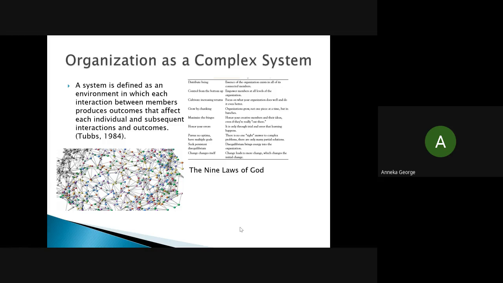So we talked about organization, we talked about complexity, and we talked about organization as a complex system. Does anybody have any questions? We can move on now to the next topic.